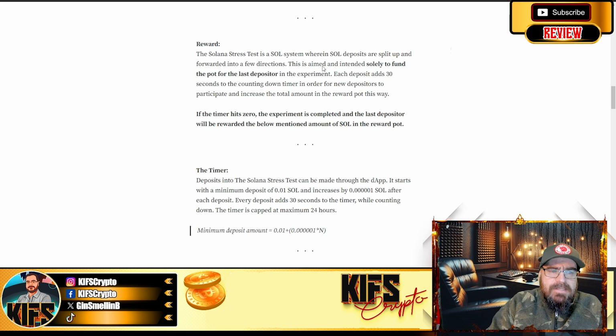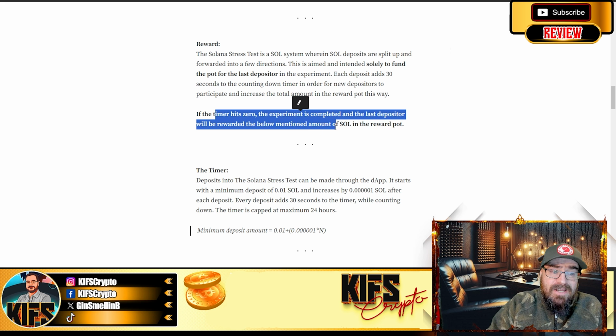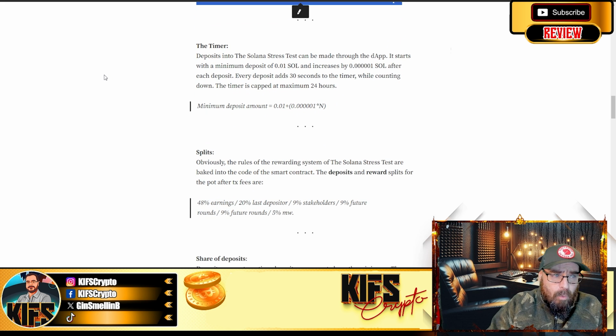So it's essentially a system where people deposit their Solana. It is split up and forwarded into different addresses. And the aim of this is to solely fund the pot for the last depositor. Each deposit adds 30 seconds to the countdown timer. If the timer hits 0, the experiment is completed, and the last depositor will be rewarded the below-mentioned Solana in the reward pot. So it starts with a minimum deposit of 0.01 Solana and increases by a tiny, tiny amount after each deposit. You want to be accurate on it: it is 0.000001.